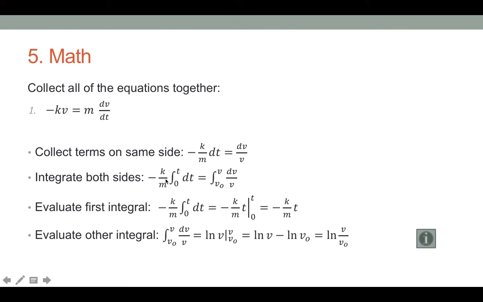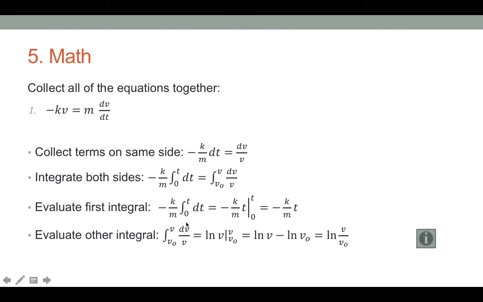So we have two integrals to evaluate. First we're going to evaluate the integral on one side, which is just minus k over m times the integral from 0 to t of dt. Well, that's straightforward: the integral of dt is just t, and since it's a definite integral, it's evaluated at the lower and the upper limits. The lower limit is conveniently 0. So the first integral just simplifies down to minus k over m times t.